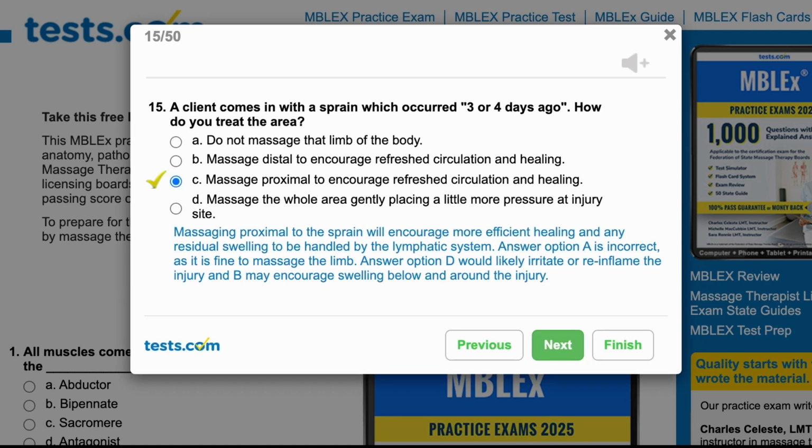C. Massage proximal to encourage refreshed circulation and healing. Massaging proximal to the sprain will encourage more efficient healing and any residual swelling to be handled by the lymphatic system. Answer option A is incorrect, as it is fine to massage the limb. Answer option D would likely irritate or re-inflame the injury, and B may encourage swelling below and around the injury.